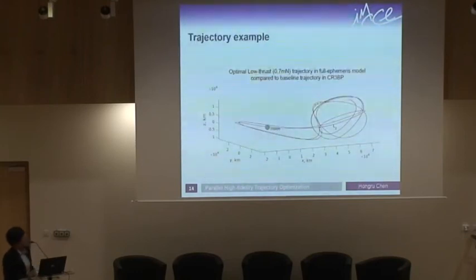This is a trajectory example. The red line is the low thrust trajectory in the full-ephemeris model, and it's compared with the black line, the baseline trajectory that we designed in the circular restricted three-body problem. We see the low thrust trajectory deviates from the baseline trajectory quite a lot, especially on the side of the halo orbit.